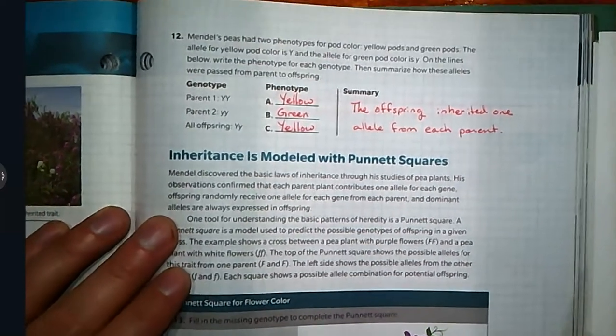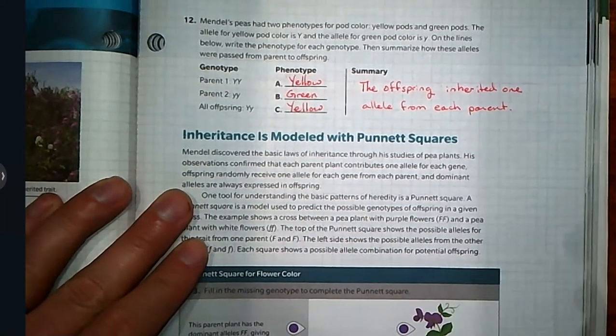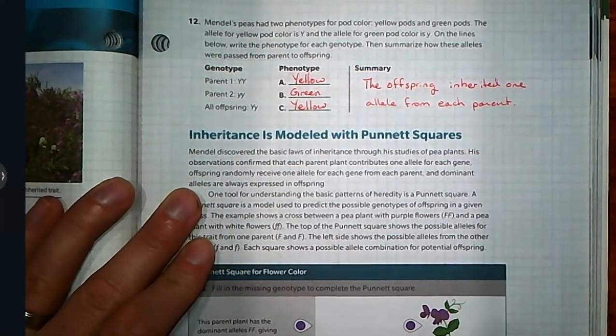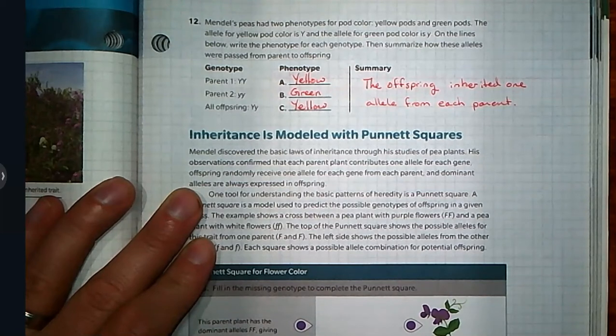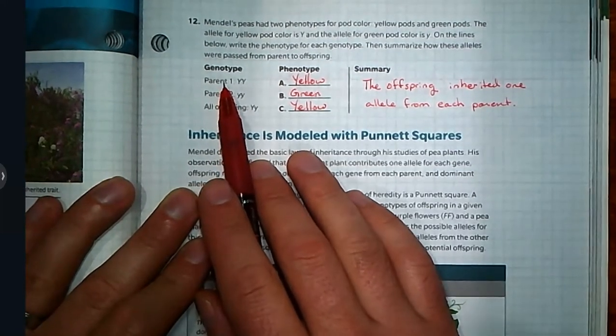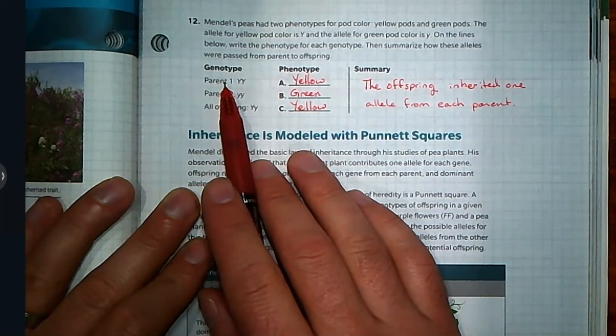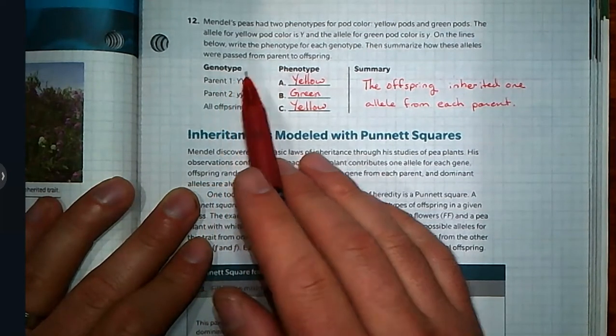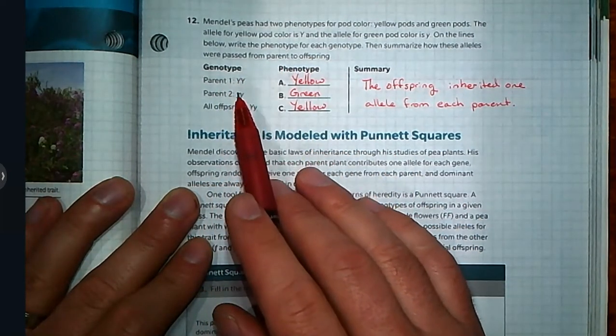So Mendel did that with pea plants. He crossed pea plants and created different hybrids. He looked at different traits, but one of the traits he looked at was the color of the peas. Peas can either be yellow or green.